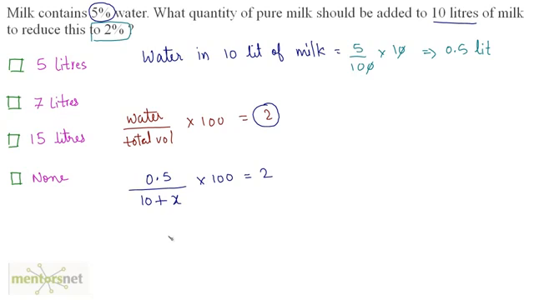Now we have 0.5 into 100 is 50, which is equal to 2 times 10 plus x, so 20 plus 2x. Therefore x is equal to 50 minus 20, that is 30 by 2, which is 15 liters. So therefore we should add 15 liters of milk in order to reduce the percentage of water to this 2%.